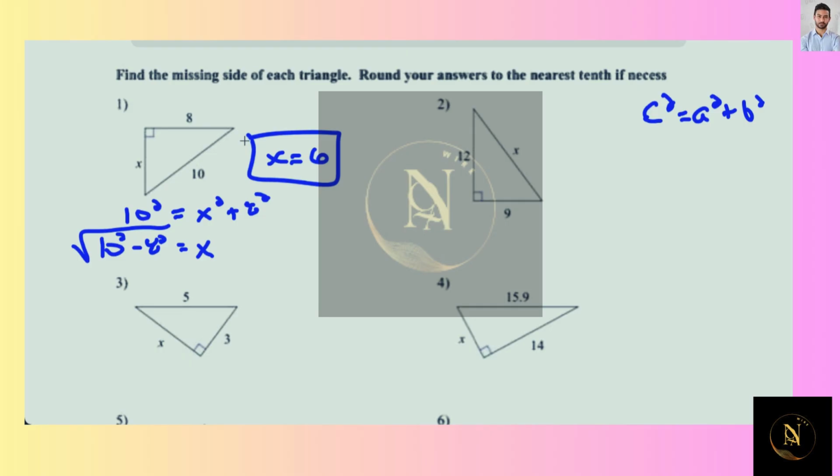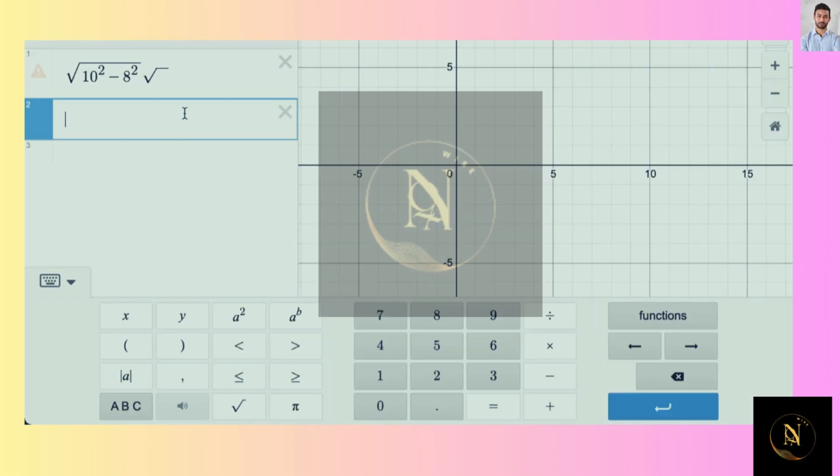In number 2, the hypotenuse is x, so x squared equals 9 squared plus 12 squared. So x would equal the square root of 9 squared plus 12 squared. And the square root of 9 squared plus 12 squared is 15.